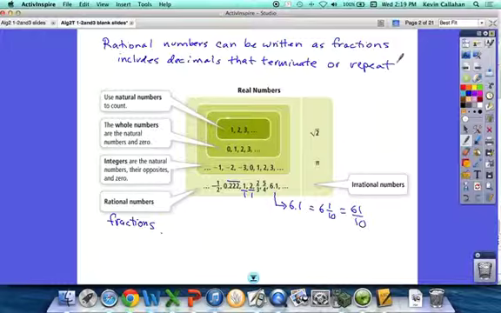Irrational meaning not rational. That would leave us decimals that don't terminate and don't repeat. Okay, that's what an irrational number is. And they've given us 2 examples here. Decimals that don't terminate or repeat.